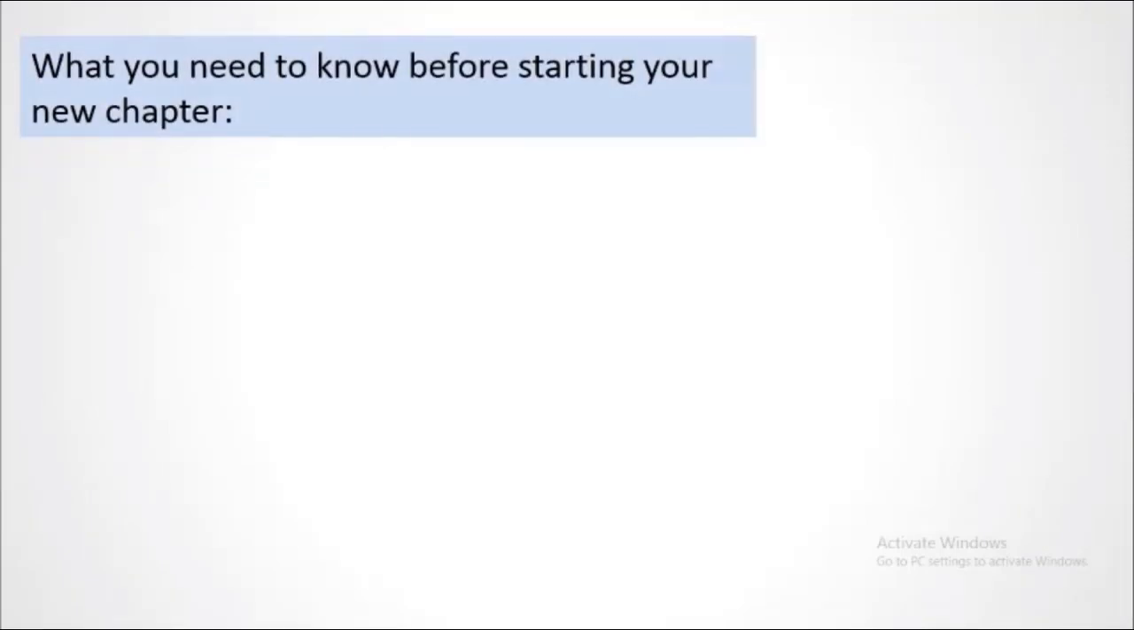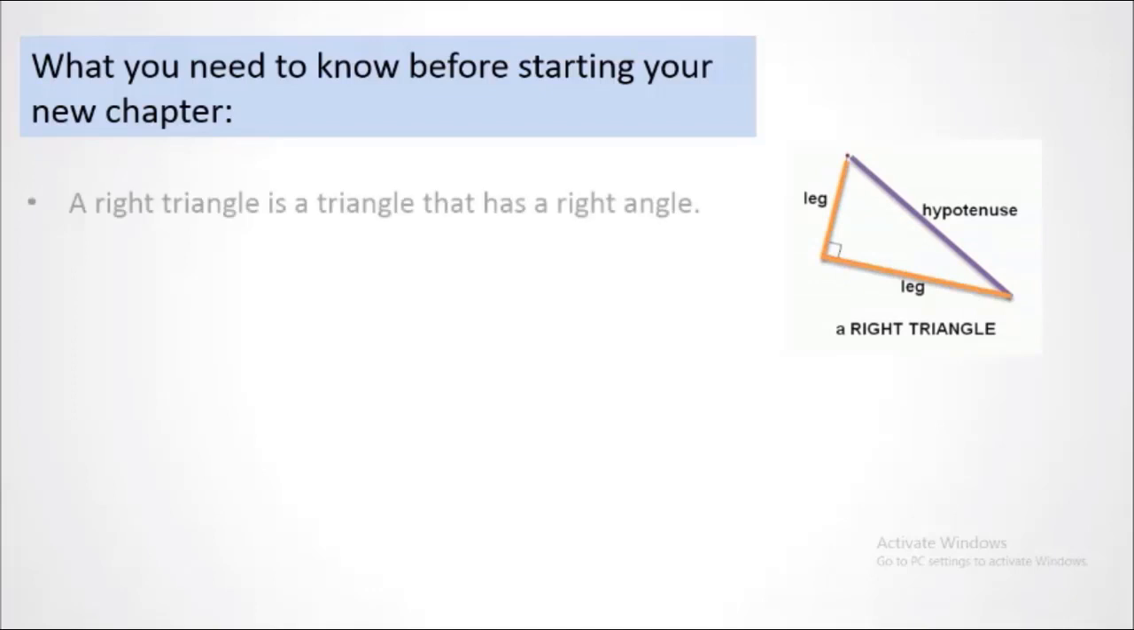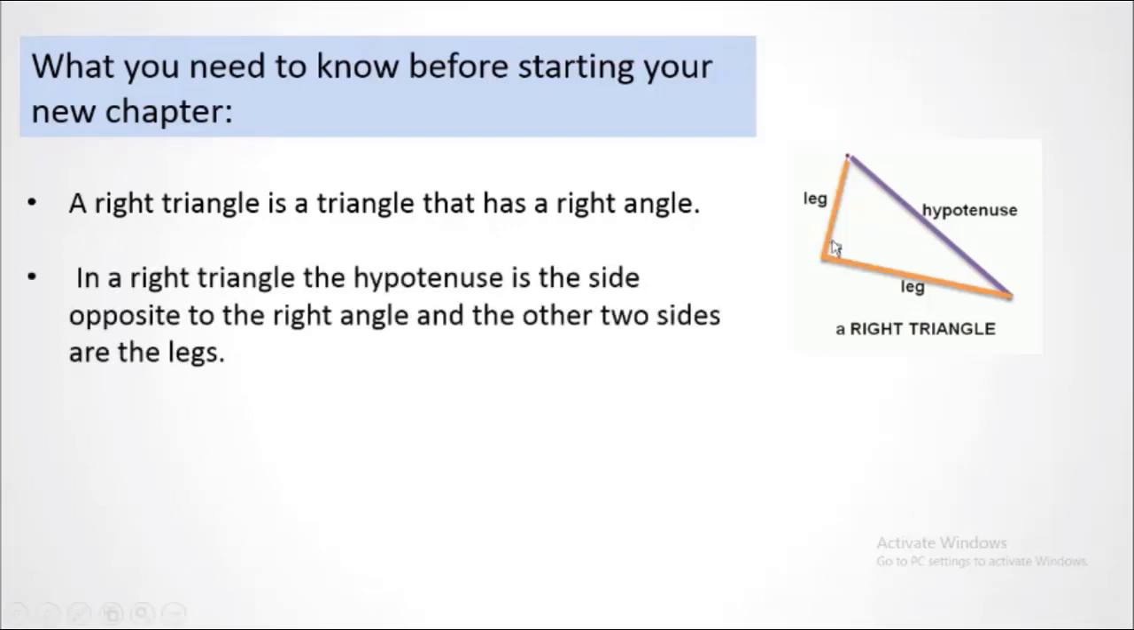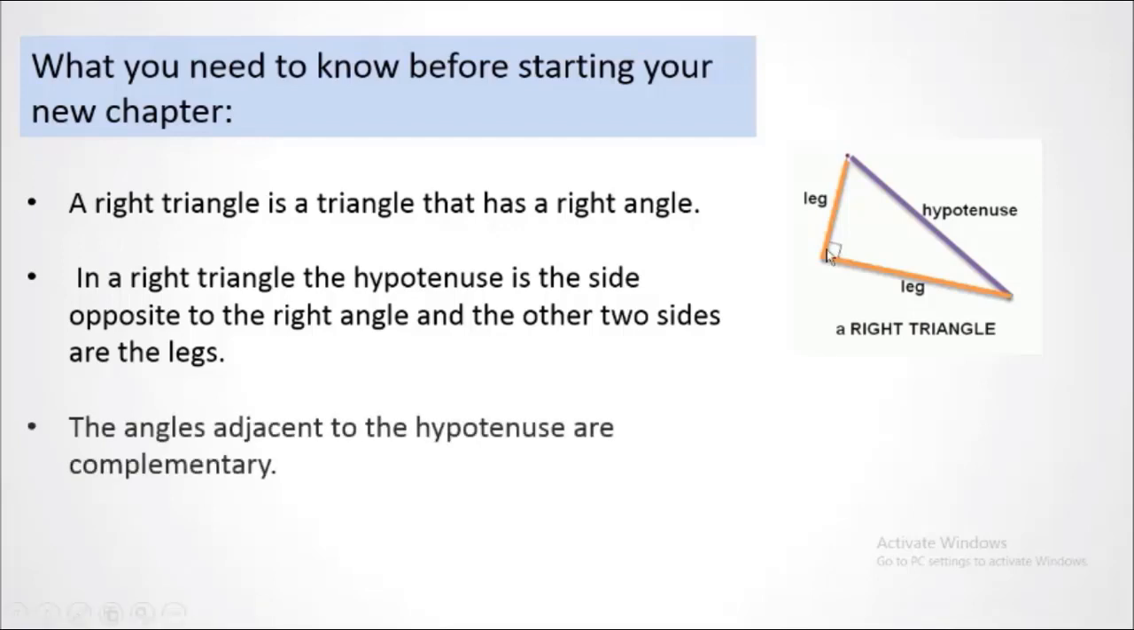What you need to know before starting your new chapter. First, a right triangle is a triangle that has a right angle. In a right triangle, the hypotenuse is the side opposite to the right angle and the other two sides are the legs. The angles adjacent to the hypotenuse are complementary.